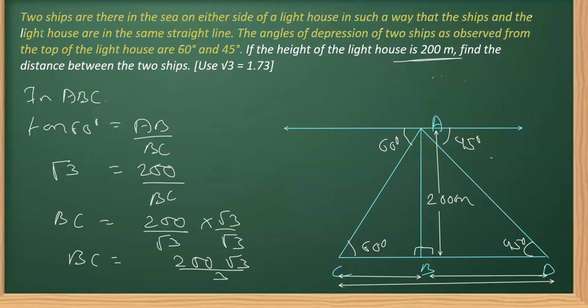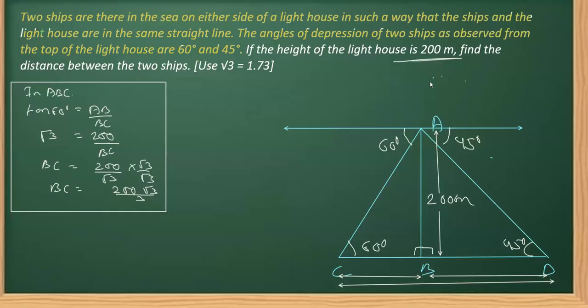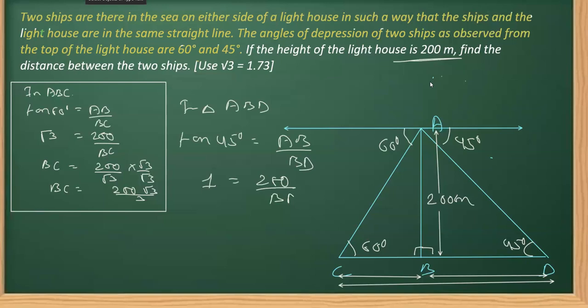Now, after that, we will get the value of BD, the other one. We will consider triangle ABD, applying tan 45 degrees. Tan 45 degrees is equal to perpendicular over base. Perpendicular here is AB and the base is BD. Tan 45, whose value is 1, equals AB, which is 200 meters as per the question, over BD, which is what we have to get. So by cross multiplication, we get BD as 200 meters.